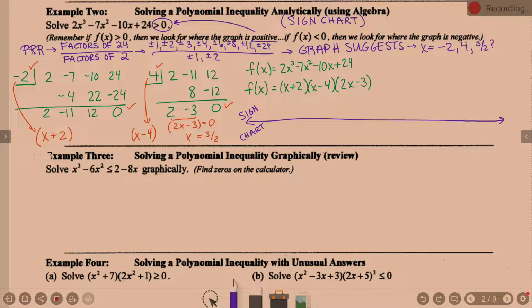What values do I need to put on my sign chart? Well, what values came from each factor, right? So this is your zeros. So I'm going to have -2 on here. I'm going to have 3/2. And I'm going to have 4. Notice I didn't worry about spacing them out appropriately, but I put them in order from least to greatest. They need to be in numerical order, but they don't have to be spaced appropriately, if that makes sense.